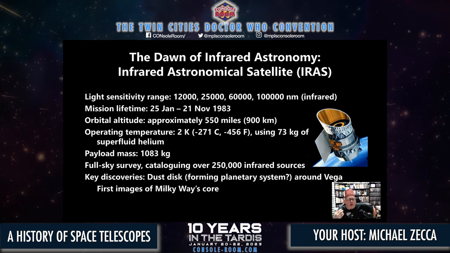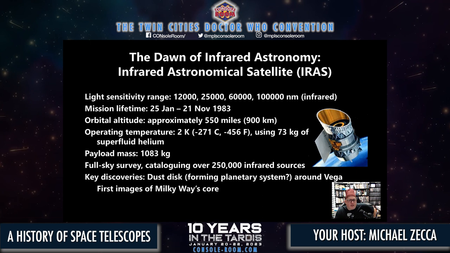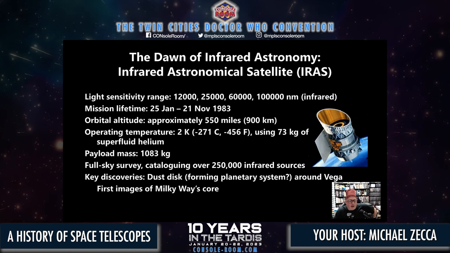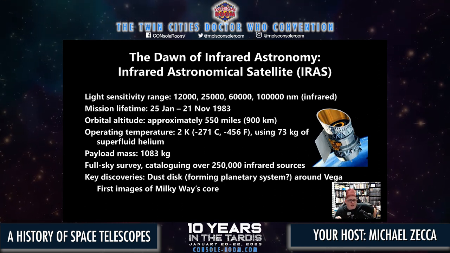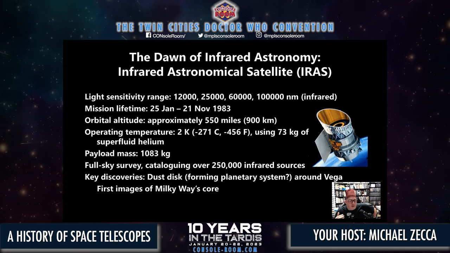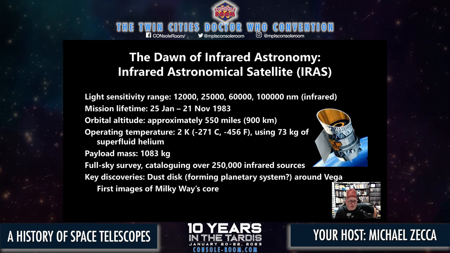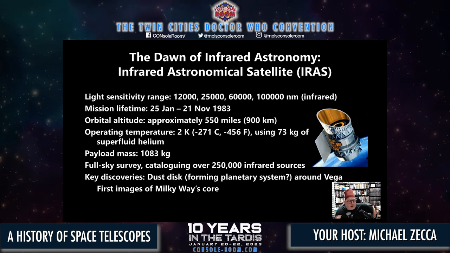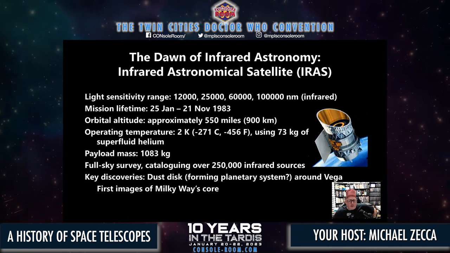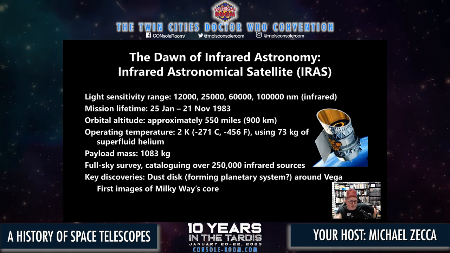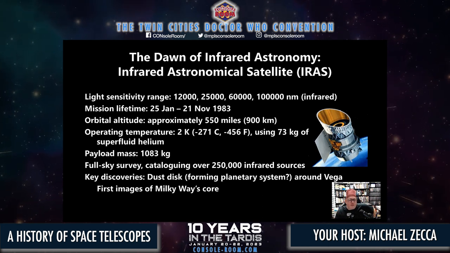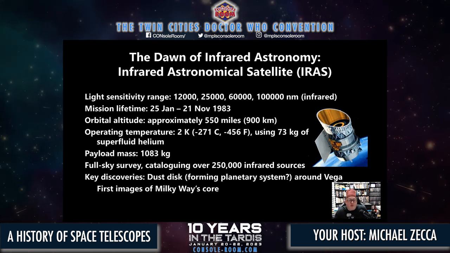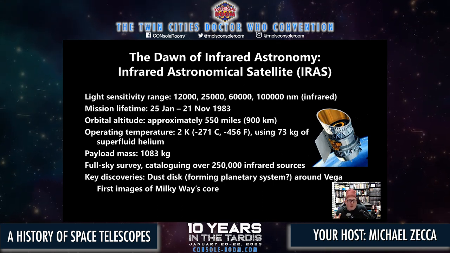Some of those were dust clouds. Some of those were objects in our own solar system. Two key discoveries. We looked at the star Vega, which is a relatively nearby, relatively young star. And we saw this disk around the star, which suggested the formation of a planetary system. You've got to remember, 1983, while we believed there were planets in other solar systems, we had no proof. We'd never identified a single one. In recent years, we've discovered thousands through mainly indirect methods. But in 1983, this was huge.